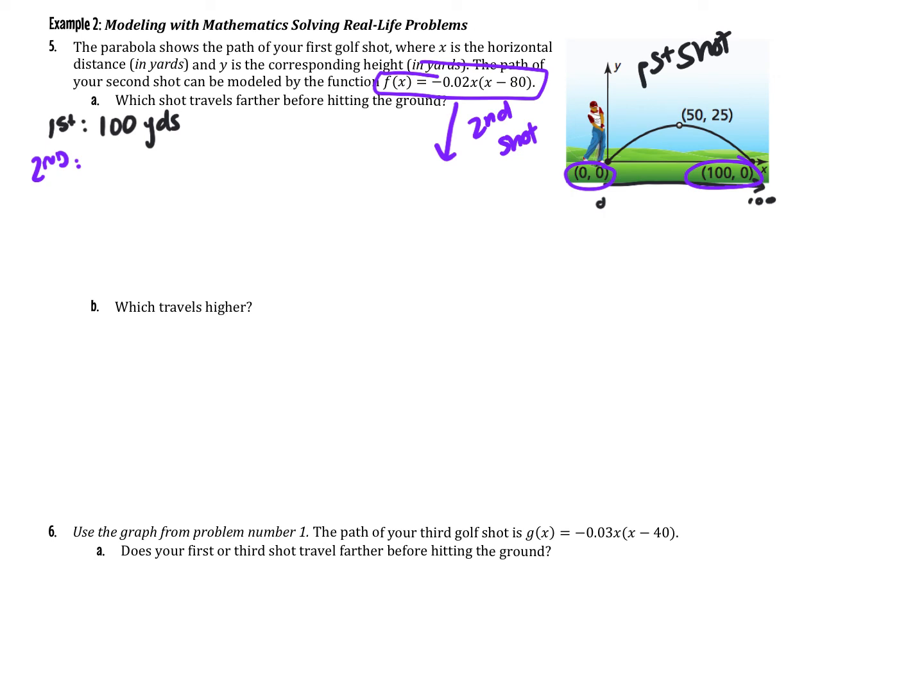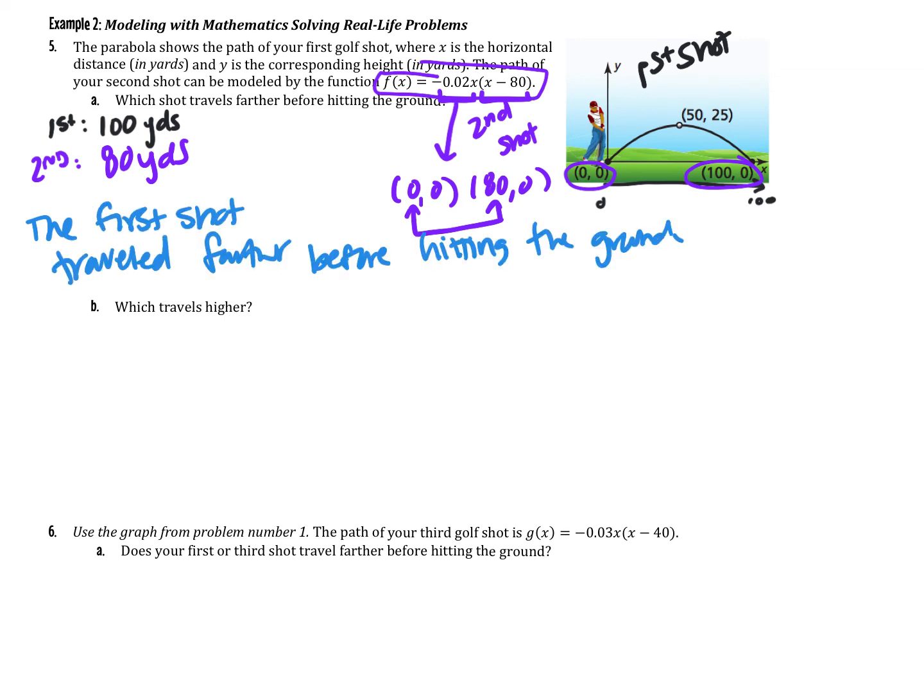So what that means is I need to identify the two x-intercepts. The first one, which I can find from this piece right here, is (0, 0). The second one I can find from this piece right here is (80, 0). So how far is it from one x-intercept to the next? It is 80 yards. So which shot traveled farther? The first shot traveled farther before hitting the ground.